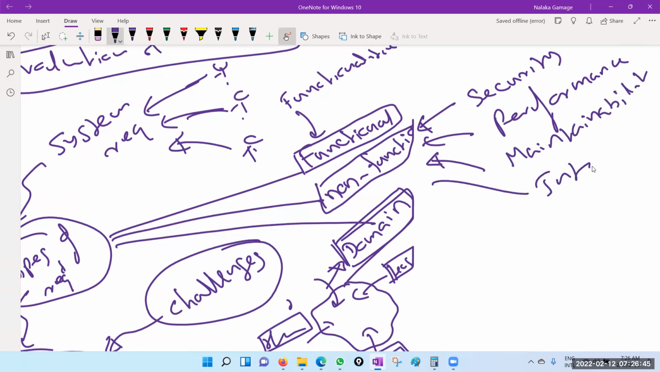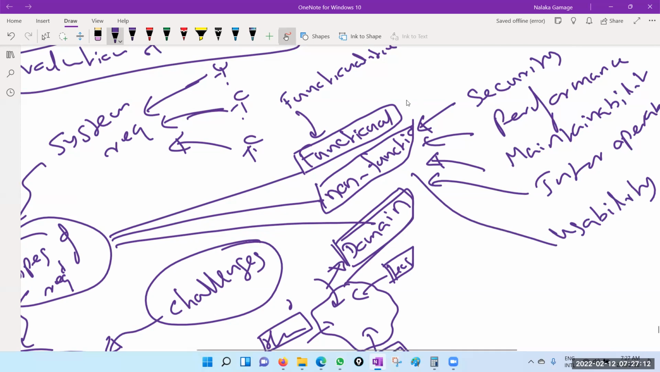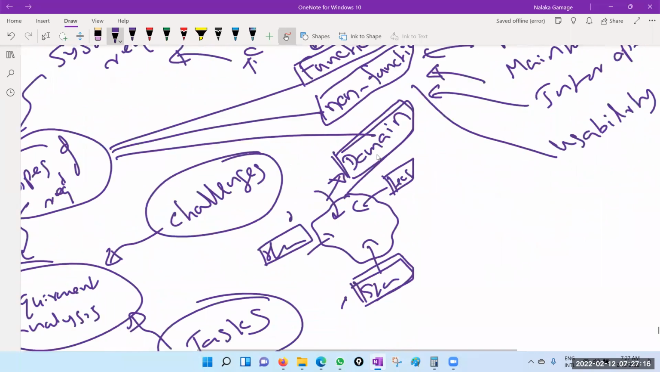Interoperability, right? So we must be able to communicate with these systems. Okay, so those are called then usability, how user friendly your system is. So that kind of requirements are called non-functional requirements. Okay, so now we subdivided it to another category: functional, domain, and non-functional. Okay.